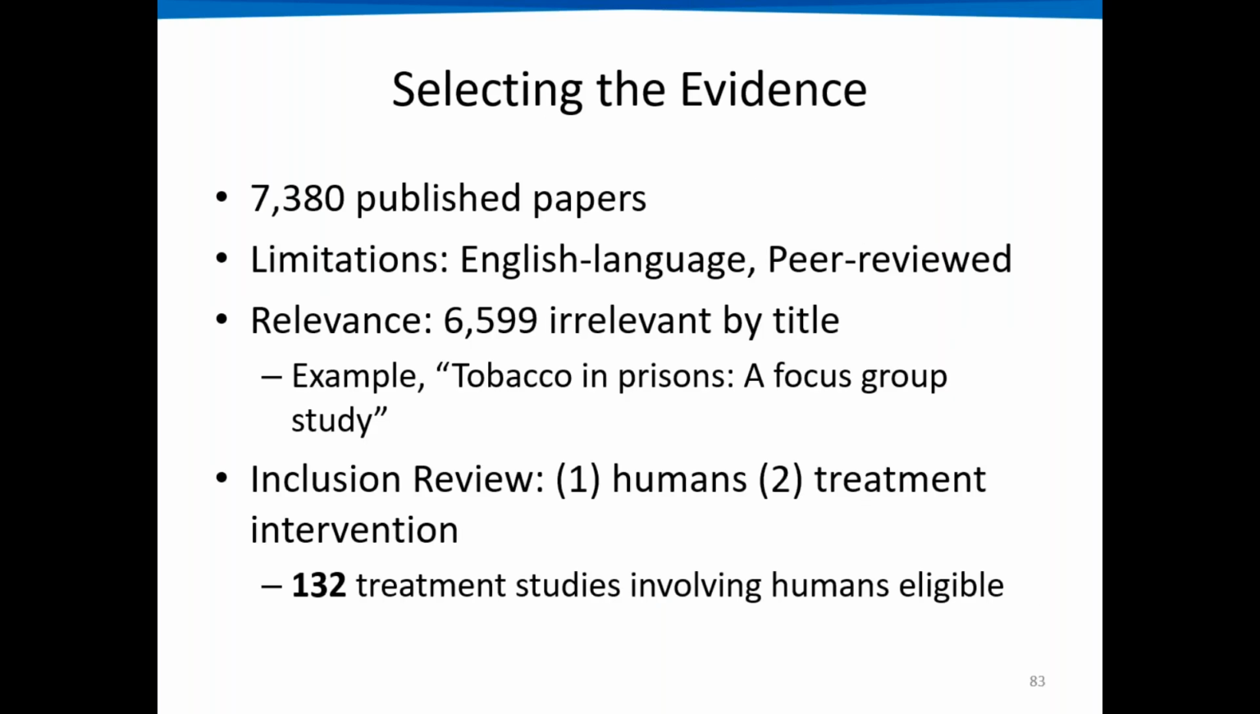This strategy resulted in 7,380 published papers. From there, we narrowed in on the papers that would be appropriate to include by identifying papers that were published in English and peer reviewed. In combing through these studies, we determined that 6,599 were irrelevant by title alone. Another 639 were excluded for other reasons, such as not including another directed treatment or not actually being a primary treatment study. Instead, for example, providing a discussion or opinion about a particular treatment.